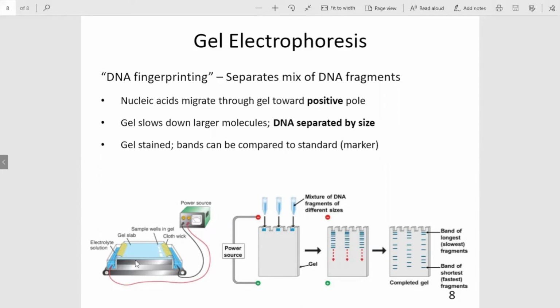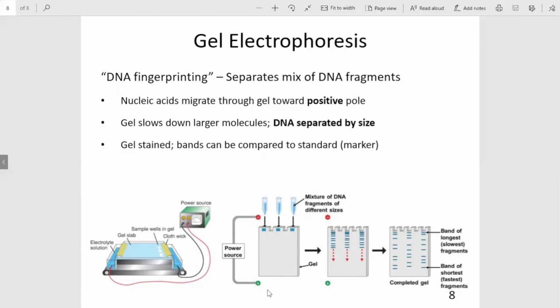Here in this chamber, we have the gel, and the red and the black wires are the wires connected to the power source. Here we can see an image of the gel itself, and at the top there are these indentations. These indentations are called wells, and the samples are placed into the wells. You can see that the power source is then connected with the negative electrode closest to the wells and the positive electrode further away from the wells.